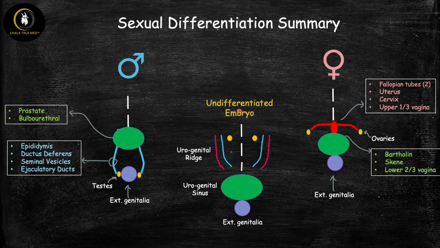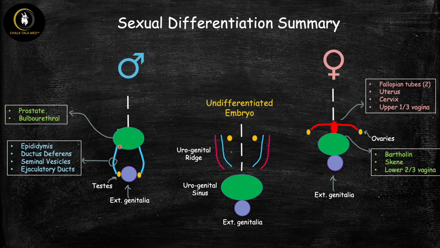All right, so now I'm going to show you what this is going to look like as the undifferentiated embryo differentiates into either a male or a female. So this is our structures in the urogenital ridge, urogenital sinus, and I've just added this external genitalia, which I'll talk about in a couple of minutes, but let's just focus on recapping what we've talked about.